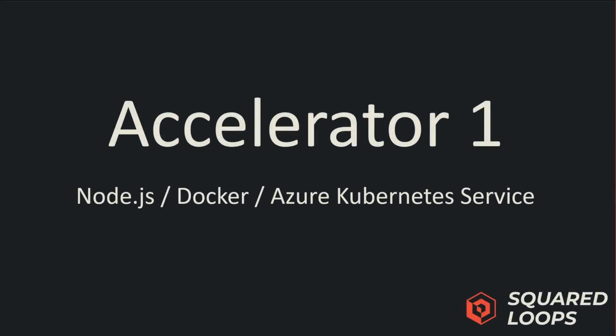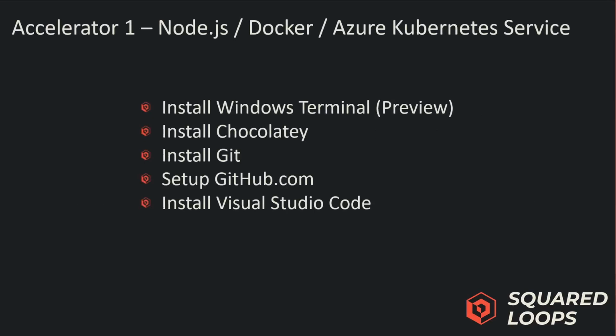I'm Pete. This is part of the Accelerator 1 course that will cover Node.js, Docker, and Azure Kubernetes Service, also known as AKS. In this video, we are going to cover installing Windows Terminal, Chocolatey, which is a package management tool, Git, a distributed version control system, GitHub.com, a cloud service that allows us to store and share our code, and Visual Studio Code, which is an integrated development environment, otherwise known as an IDE. Let's go.